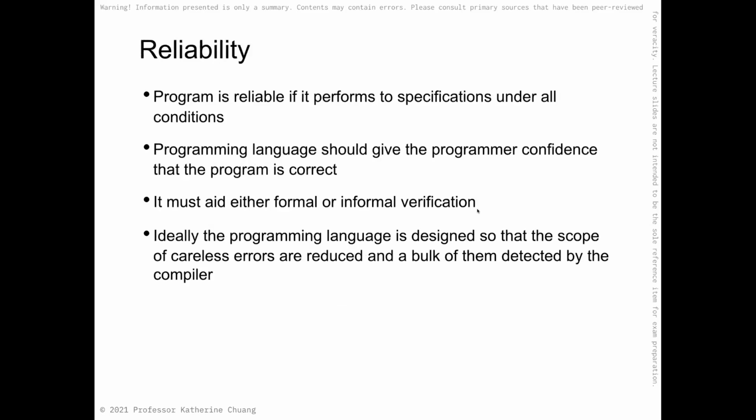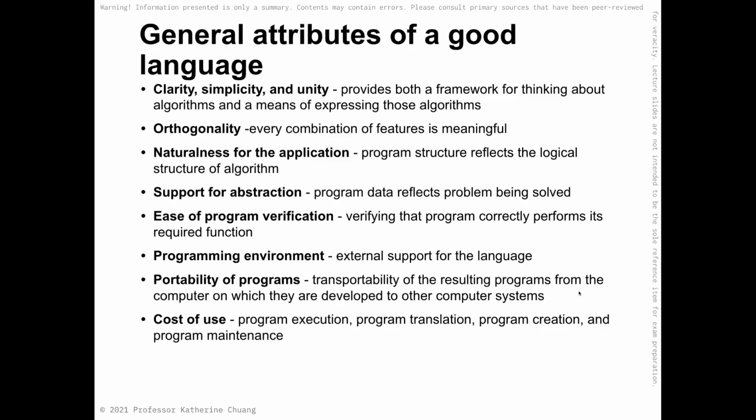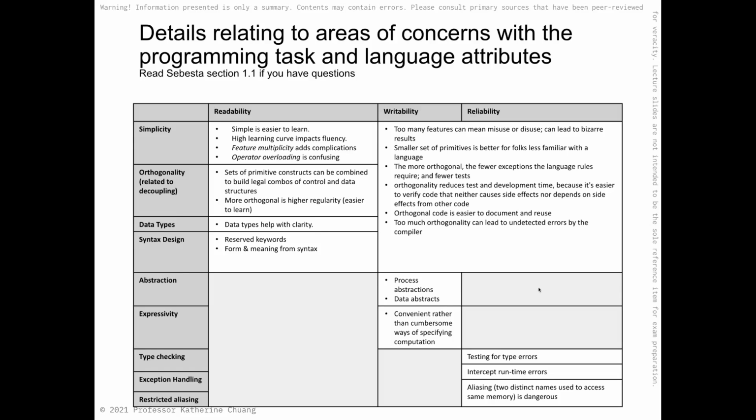Let's see. Reliability is also important. Reliability means that the program will perform to specifications, and it'll go through the verification process, and then you could have confidence in the program if it all checks out. So general attributes, it's all listed here. Just some of the things we covered, but this is just using different vocabulary to express that.